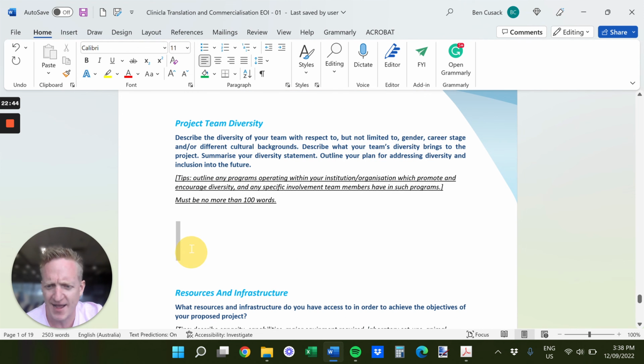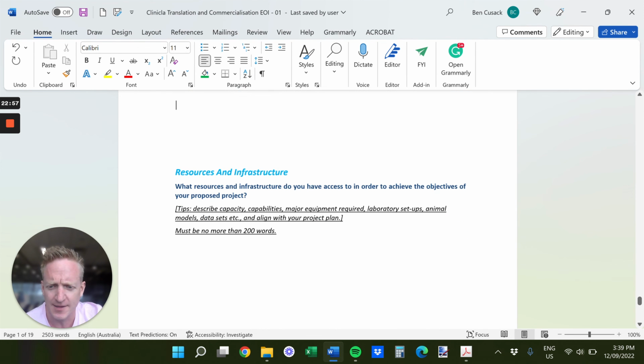Diversity, you have a strong diversity policy, and you might talk about who you've already got in the team. If not, you're going to go and Google a team diversity policy, and you're going to regurgitate that in there and put that in there.